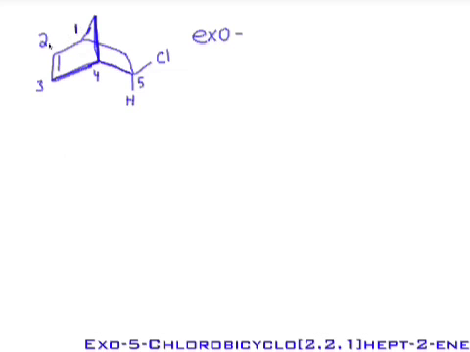So I've got 1, 2, 3, 4. It's a 2-ene. Well, this molecule's common name is norbornene. The chlorine's at 5. I could say 5-chloro-norbornene. If it says give an acceptable name, if it says the common name, you'd have to give this.